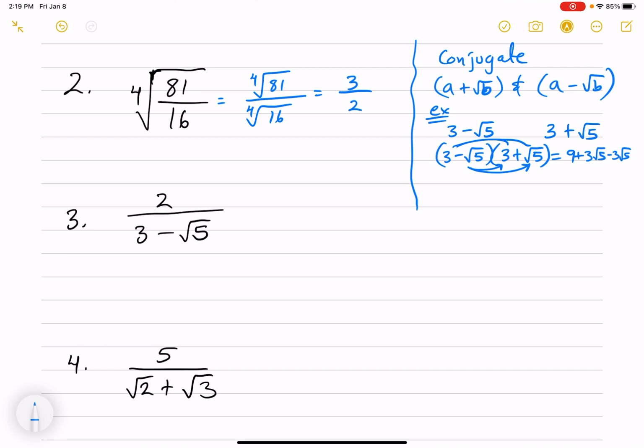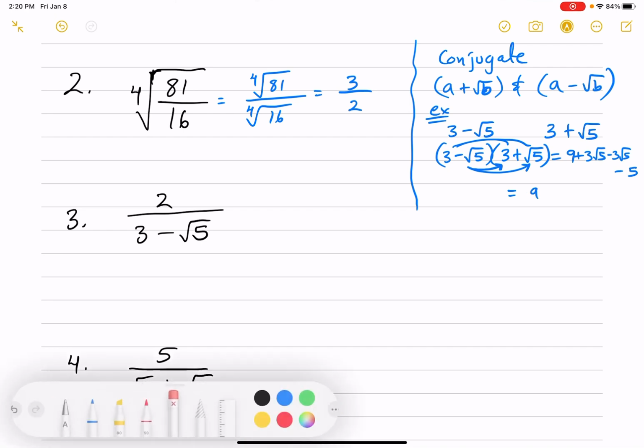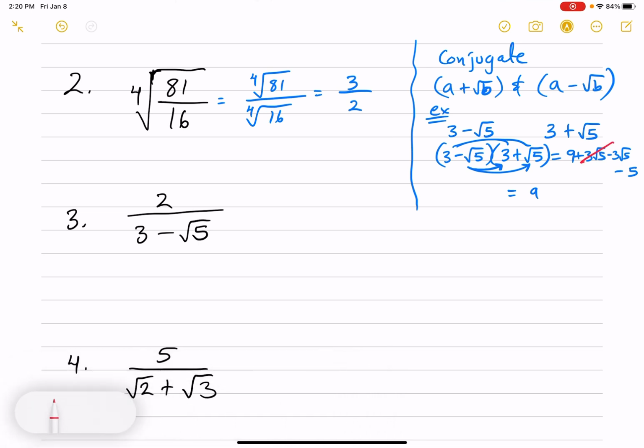3 times the square root of 5 is 3 square root of 5. Negative square root of 5 times 3 makes negative 3 square root of 5. And the square root of 5 by itself, multiplied by itself, is going to give us 5, but it's negative. So this simplifies into 9. And notice how both of these cancel or add up to 0, and then minus 5. So these multiply to exactly 4. So something you want to notice is that when you multiply two conjugates, the square roots disappear. There's no more roots on the product. And so that's exactly why we do the following.